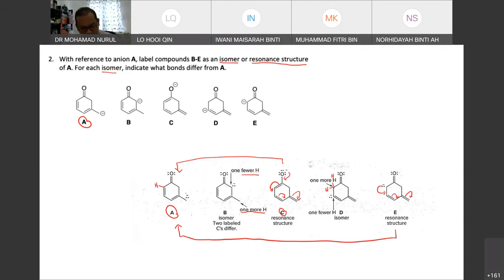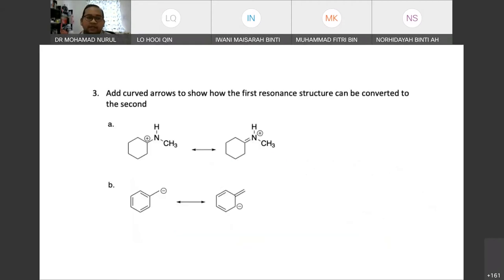How many questions are left? We have 6 questions. Next question, I guess still resonance structures. It means resonance structures is quite an important topic for chapter 1. Add curved arrows to show how the first resonance structure can be converted to the second. This is the first resonance structure. How can we convert it to the second one?